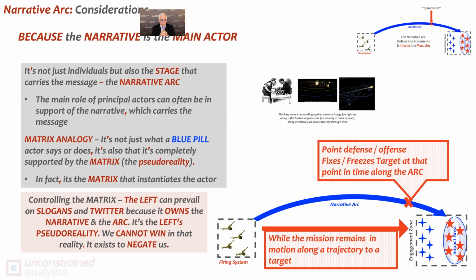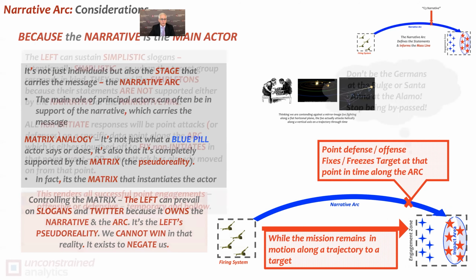Controlling the Matrix, the left can prevail on slogans and Twitter because it owns the narrative and it owns the arc. It's the left pseudo-reality. We cannot win in that reality because it only exists to negate you. Whenever you fight against the pseudo reality in the pseudo reality, you are creating a point defense along a narrative arc that will just simply fix you in place as it bypasses you.